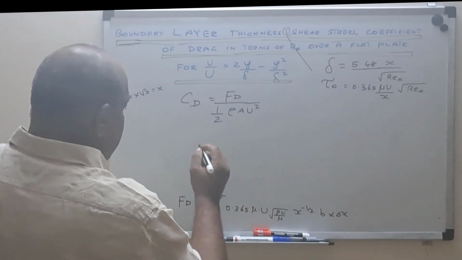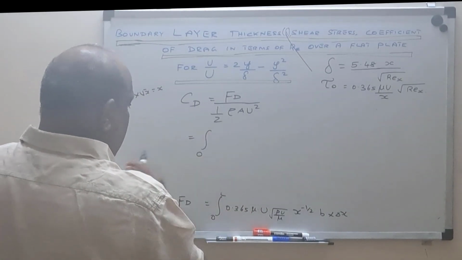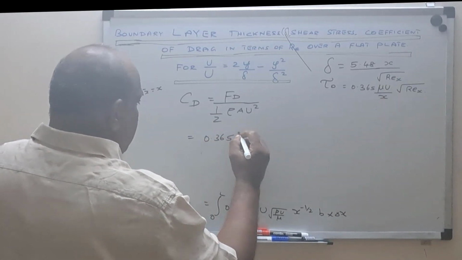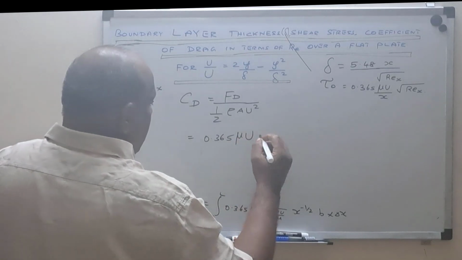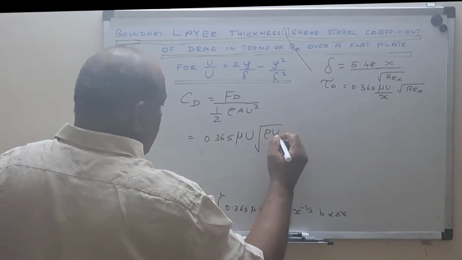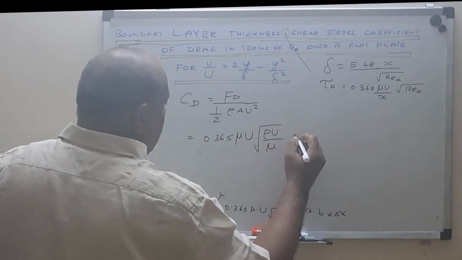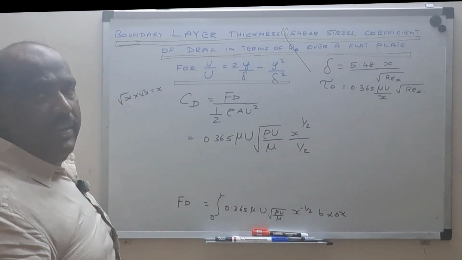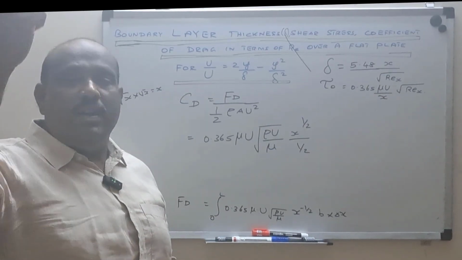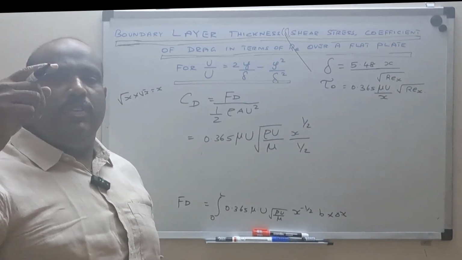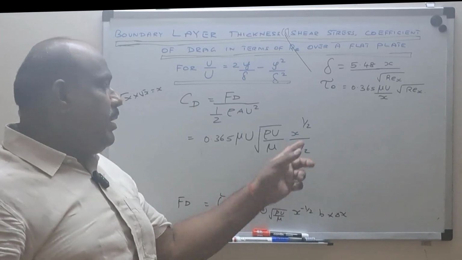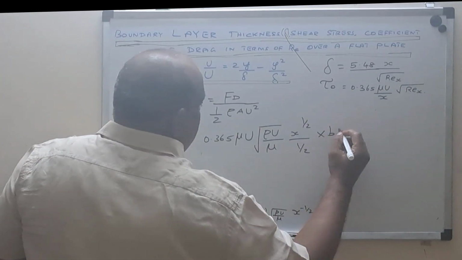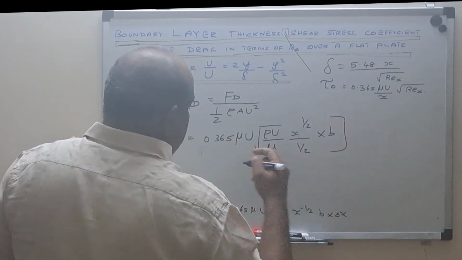So when I integrate, the limits will be 0 to L. I could not put it earlier because I am going to integrate. So 0.365 mu remains the same, U also there's no disturbance, rho u by mu. This will become x power half by half. I hope you know the concept: x power n when integrated gives x power n plus 1 by n plus 1. So x power minus half will become x power minus half plus half, so that will become x power half by 1 by 2 into b. Okay, so we have integrated this one.